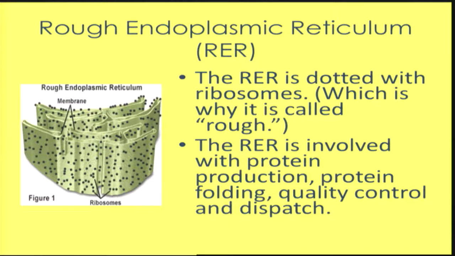So when we see a rough endoplasmic reticulum, a dotted RER, what we are saying is that it is dotted with ribosomes, which is why it is called rough. Why is it called rough? Because of the presence of the ribosomes, the dotted structures present on the endoplasmic reticulum. That is why it is called the rough endoplasmic reticulum.